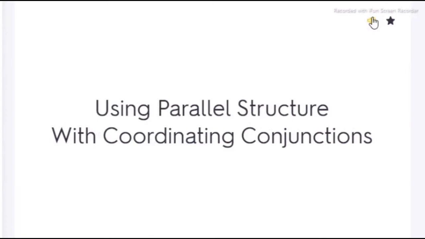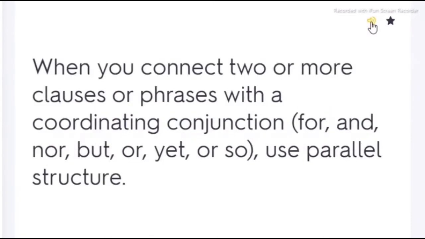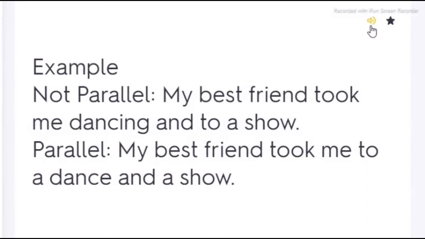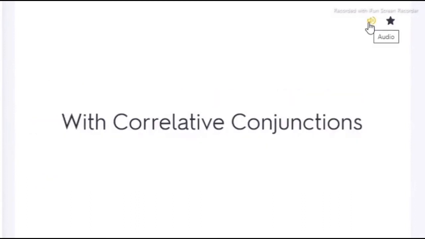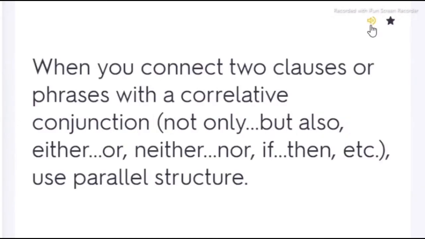Using parallel structure with coordinating conjunctions. When you connect two or more clauses or phrases with a coordinating conjunction, use parallel structure. Examples. Not parallel: my best friend took me dancing and to a show. Parallel: my best friend took me to a dance and a show. With correlative conjunctions: when you connect two clauses or phrases with a correlative conjunction, use parallel structure.